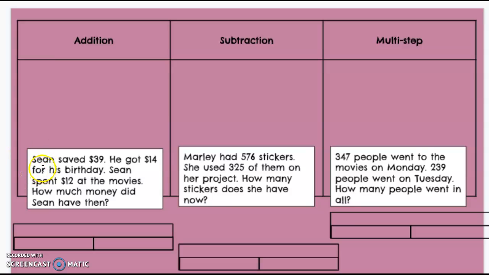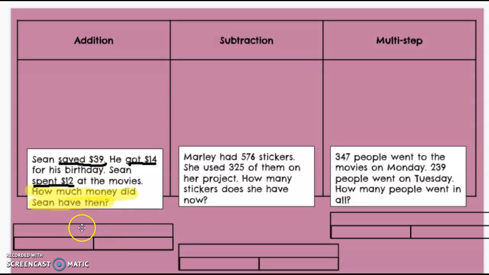So this first question: Sean saved $39. He got $14 for his birthday. Sean spent $12 at the movies. How much money did Sean have then? Okay, so I'm going to think about this question. How much money did Sean have then? That's what it's asking me to find out. What happened in this story problem? Well, he saved $39, then he got $14, then he spent $12.